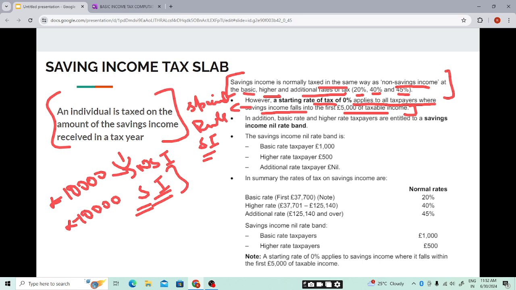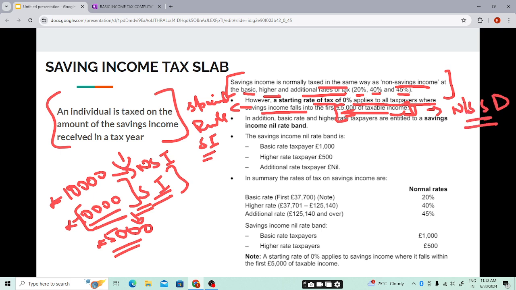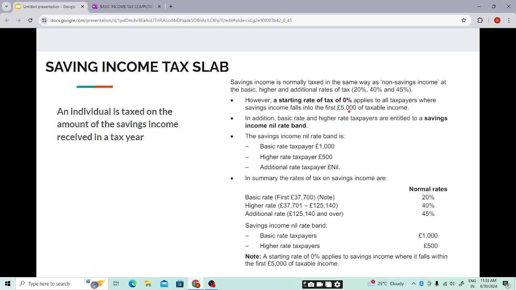What does this special rule say? Say you have 5,000 pounds of saving income out of a total of 10,000. If this 5,000 falls into the first 5,000 of the taxable income, and taxable income includes the total of non-saving, saving and dividend income, then the rate of tax will be 0 on the amount of 5,000. So let's take an example.